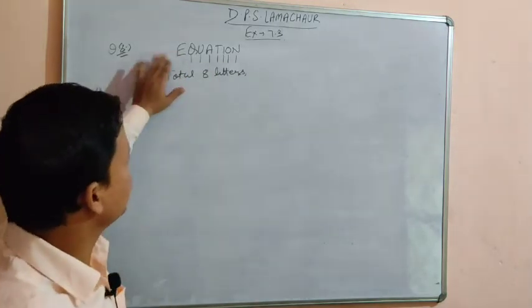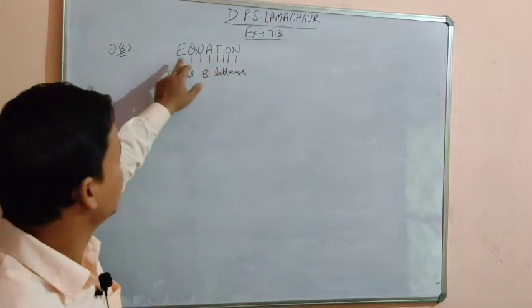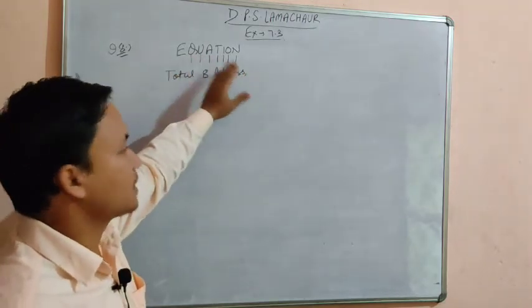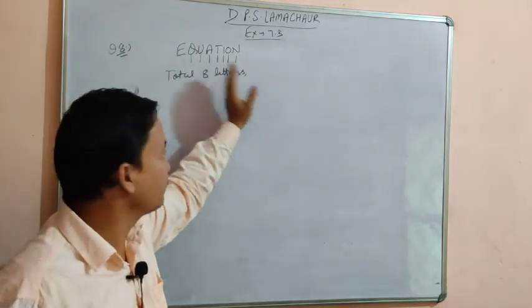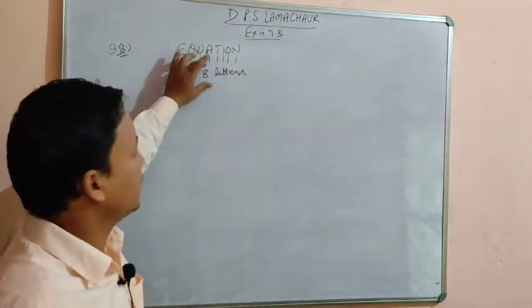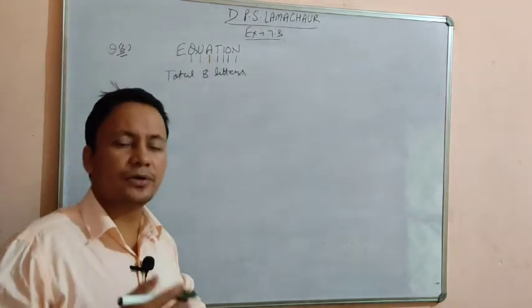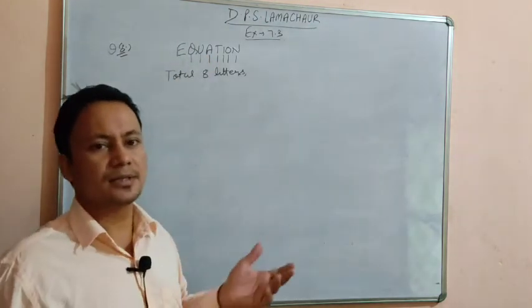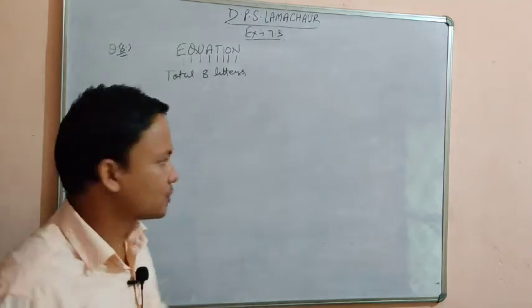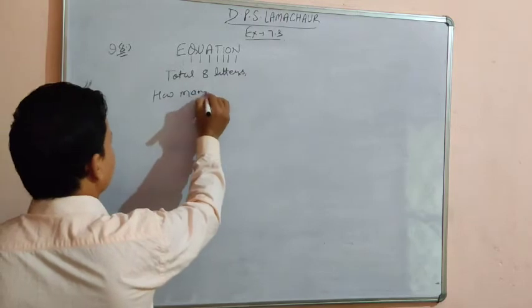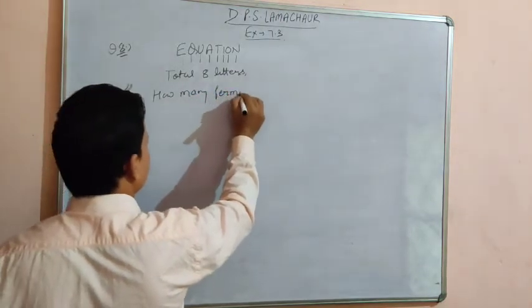So see student, there is no repetition of letters: E, Q, U, A, T, I, O, N. All elements are distinct. There is no repetition of elements. So we have 8 letters, and we are going to use all 8 letters to make words, meaningful and meaningless. So how many permutations are there?